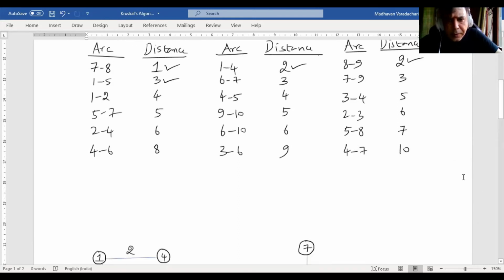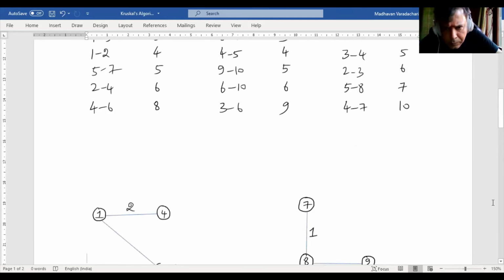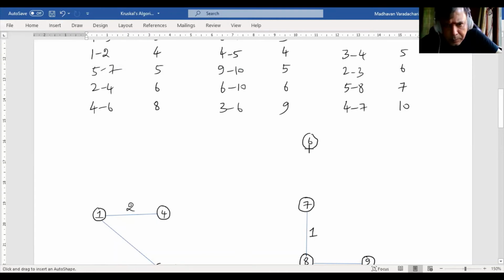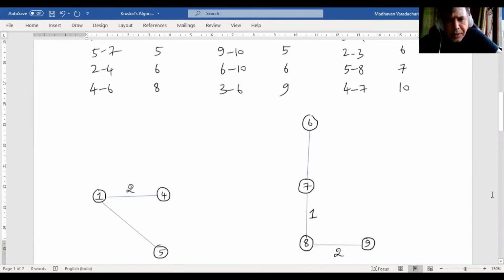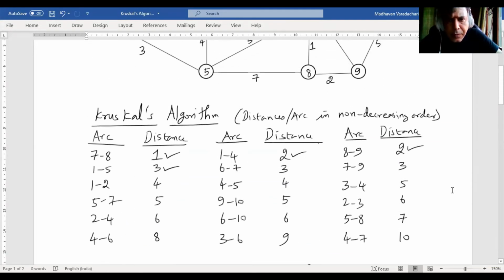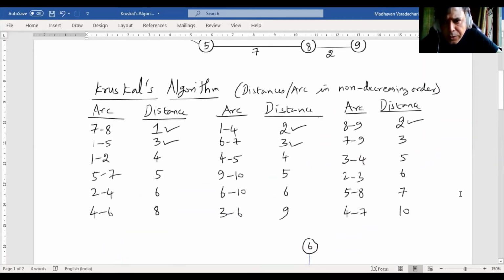Then 6 to 7. Where is 6 to 7? Here it is. Now join 6 and 7. Six to 7 is 3. 1 to 5 is also 3. Let me write that. This is also 3. So we had done this. Then 7 to 9. If I join 7 to 9, the network will be closed, so it will not form a tree. So I should ignore that.